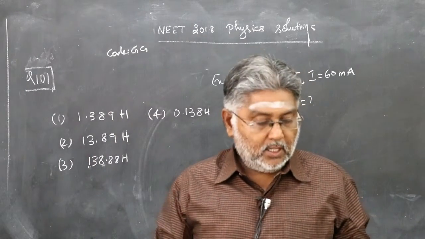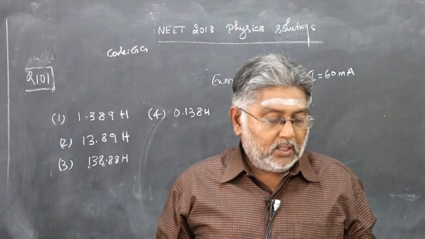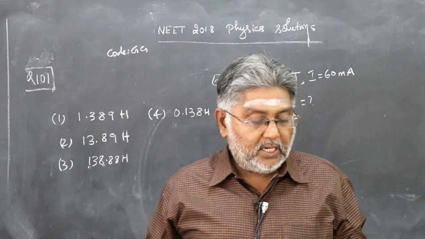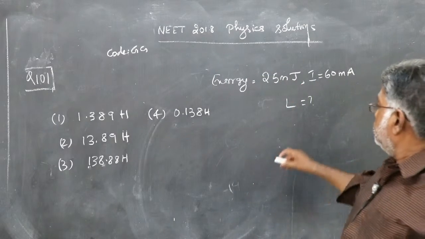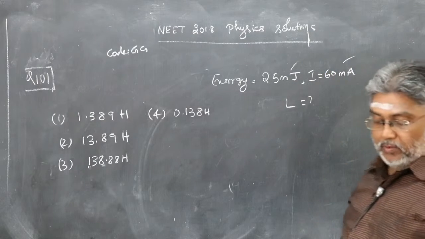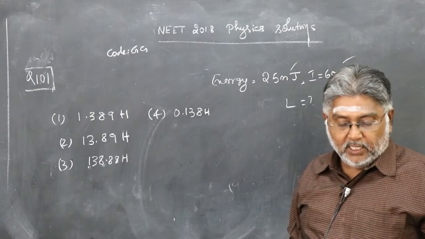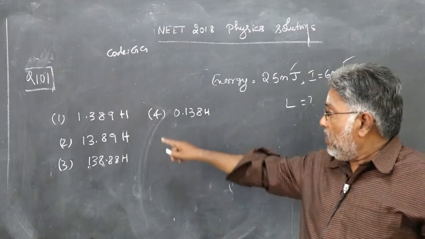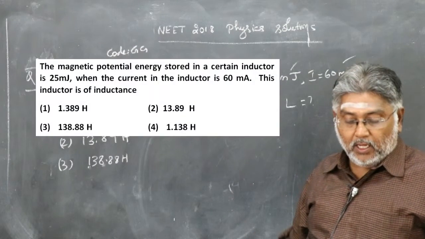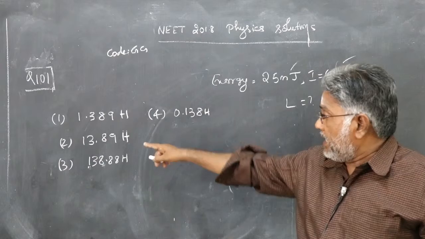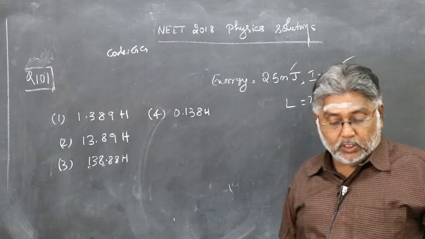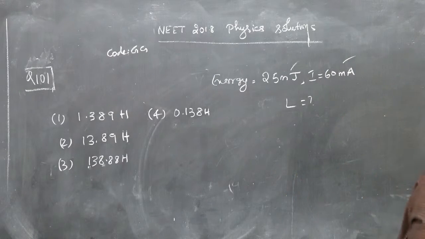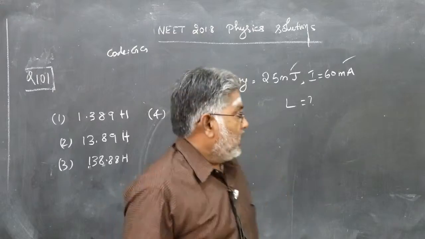Question number 101. The magnetic potential energy stored in a certain inductor is 25 millijoule when current in the inductor is 60 milliampere. This inductor is of inductance, option 1, 1.389 Henry, option 2, 13.89 Henry, option 3, 138.88 Henry, fourth one is 0.138 Henry. This is a direct application of the formula.